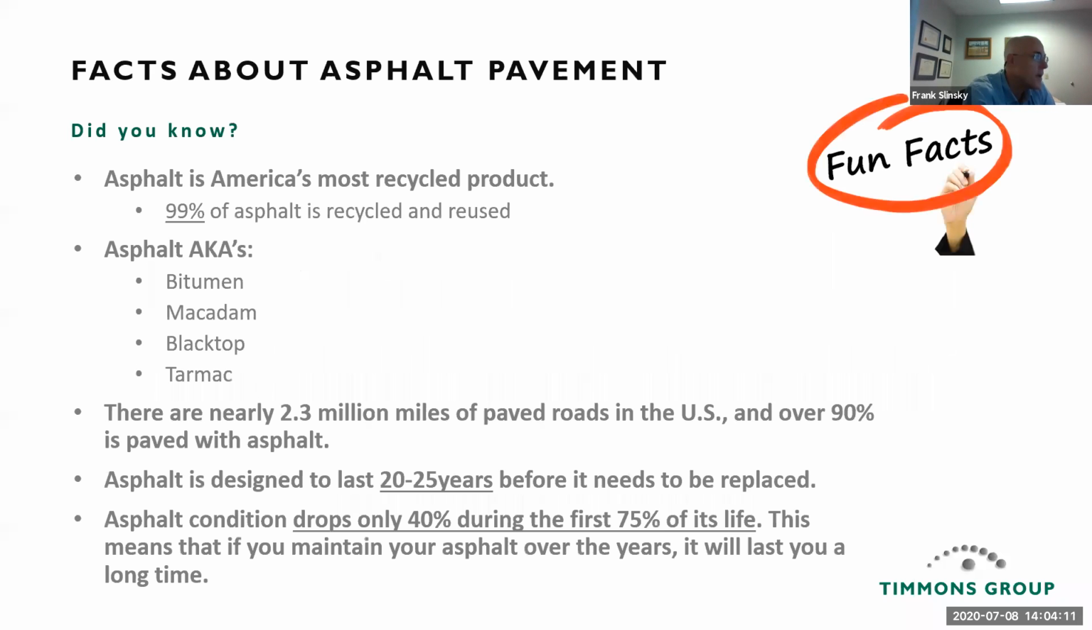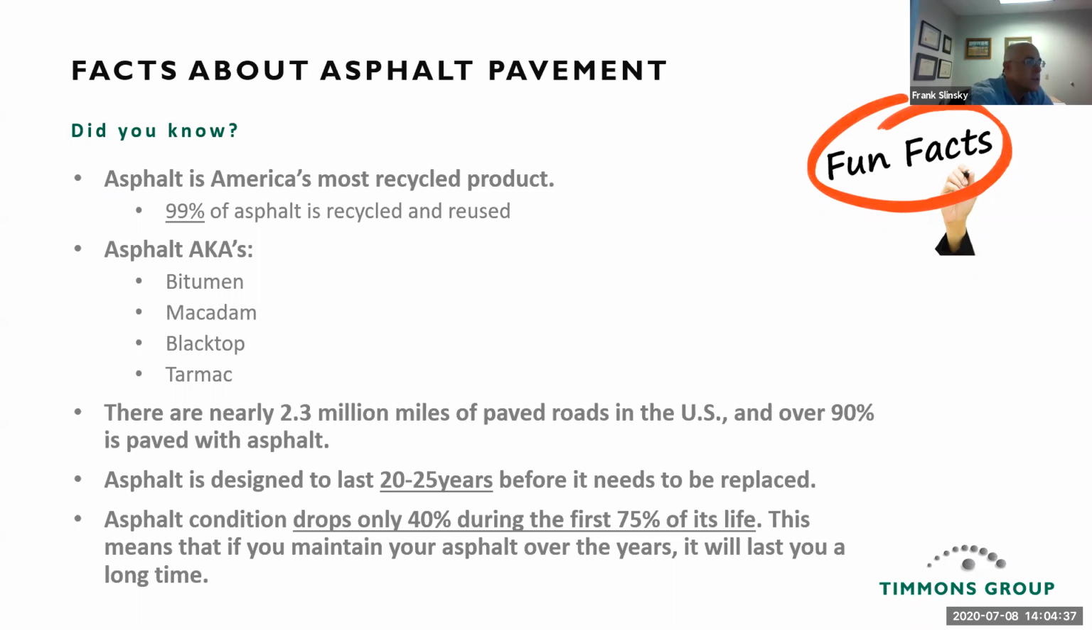Did you know that asphalt is America's most recycled product? 99% of asphalt is recycled and reused. Asphalt is also known as bitumen, macadam, blacktop, tarmac. There are nearly 2.3 million miles of paved roads in the United States, and over 90% is paved with asphalt.